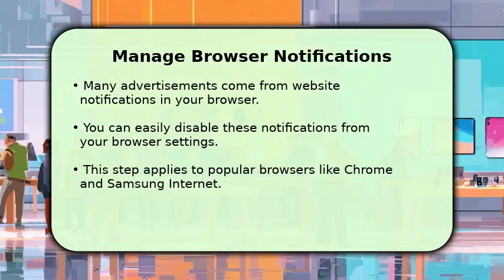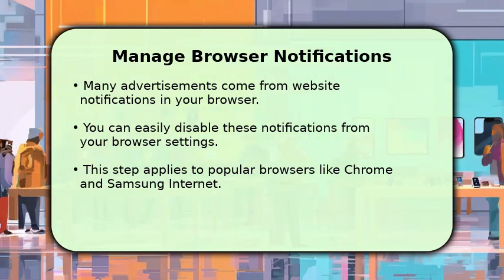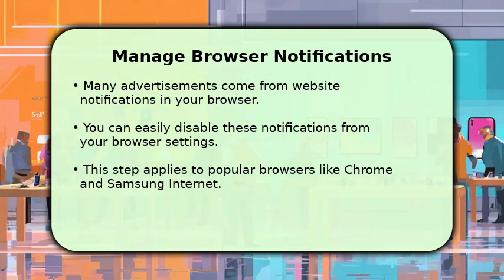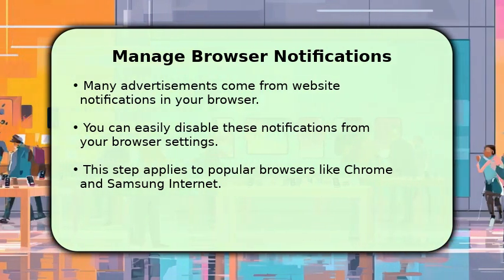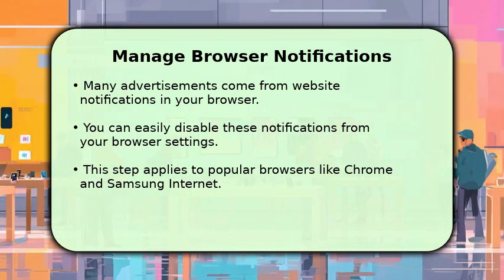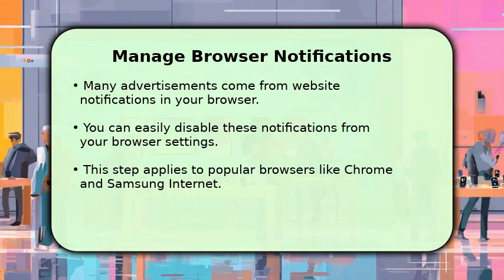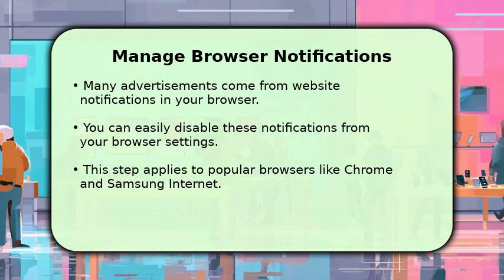Often, pop-ups stem from websites that sneakily get permission to send notifications through your web browser. Open your primary browser, such as Chrome or Samsung Internet, then go to its settings. Look for Site Settings or Notifications and tap on it. Here, you will see a list of websites.